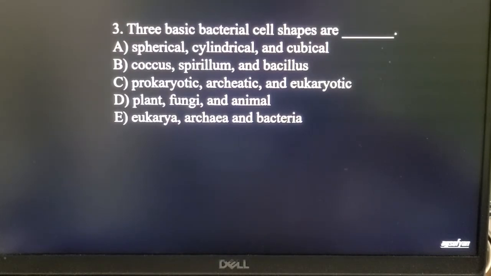Okay, number 3. 3 basic bacterial cell shapes are, so this is asking now bacterial, okay? This is specific for bacterial cell shape are A. Spherical, cylindrical, and cubical. B. Coccus, spirillum, bacillus. C. Prokaryotic, archaeatic, and eukaryotic. D. Plant, fungi, and animal. E. Eukarya, archaea, and bacteria. Okay, choose your answer.